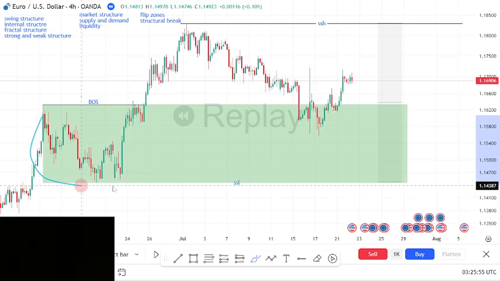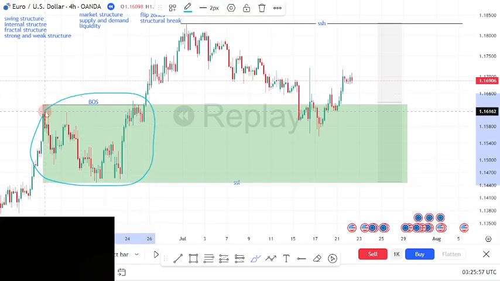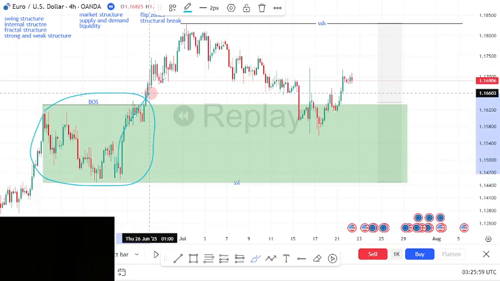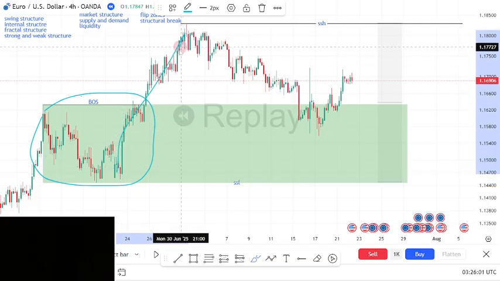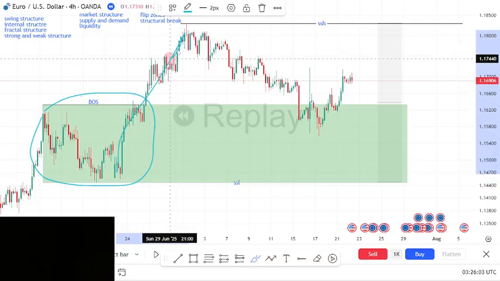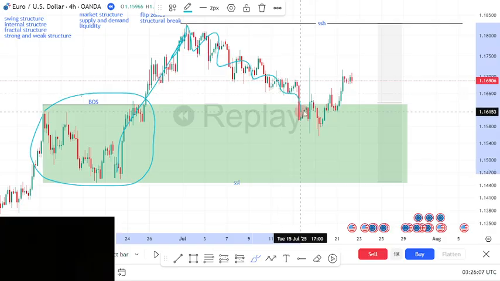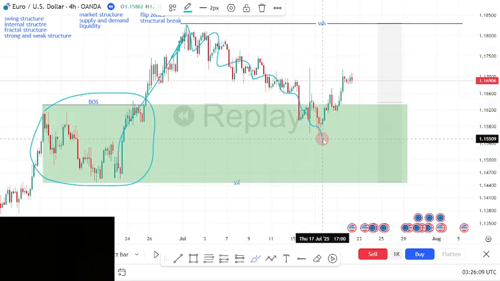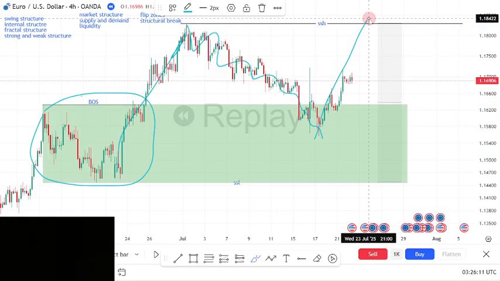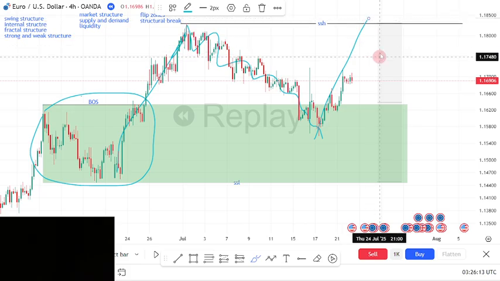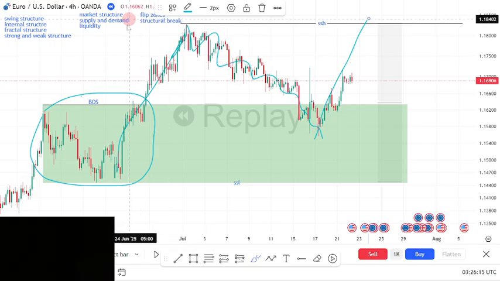Looking at this structure, price formed this range. What happened? Price broke above the range, which is the initiation. What are we expecting? We expect price to come back to mitigate the zone, right, and then for price to continue. So this is a combination of market structure and supply and demand.